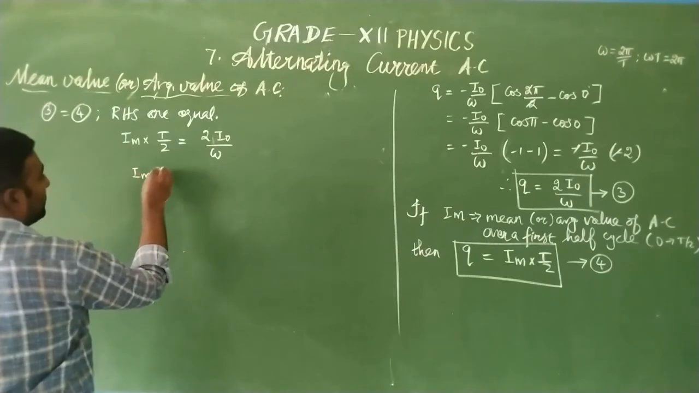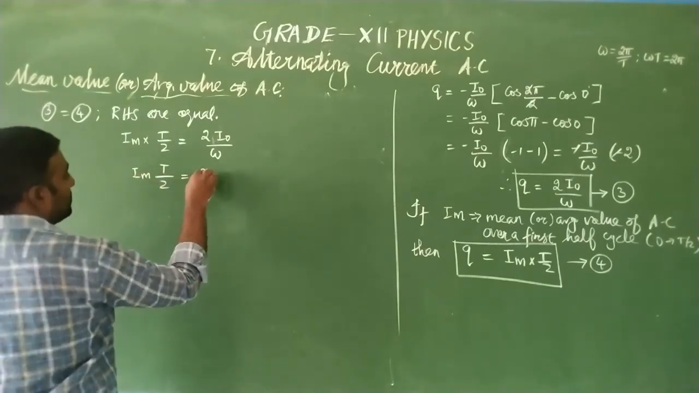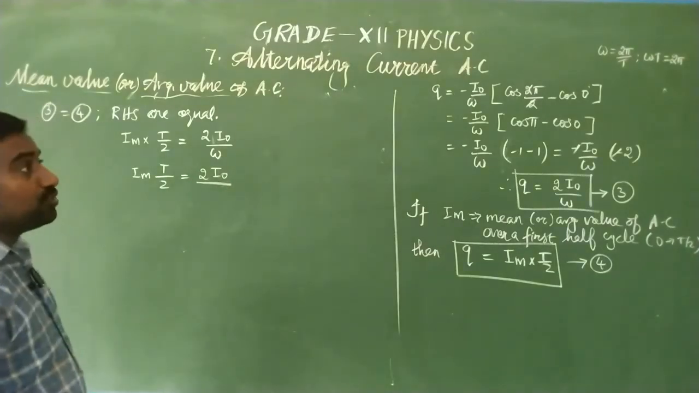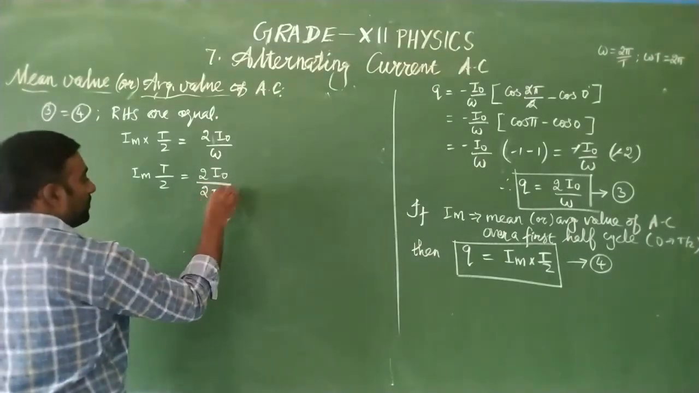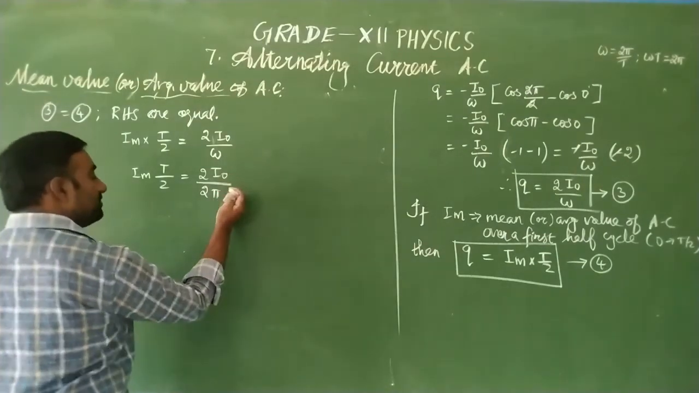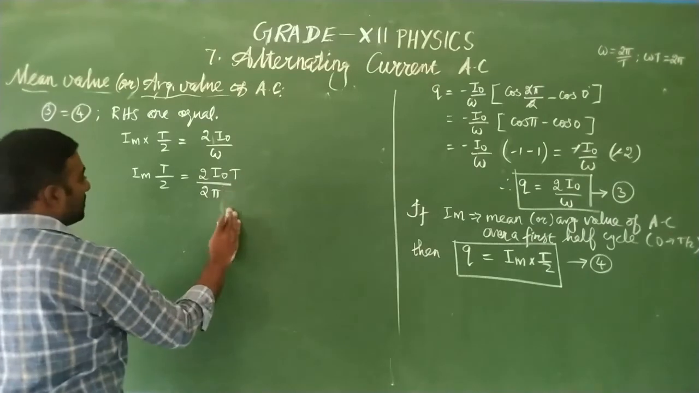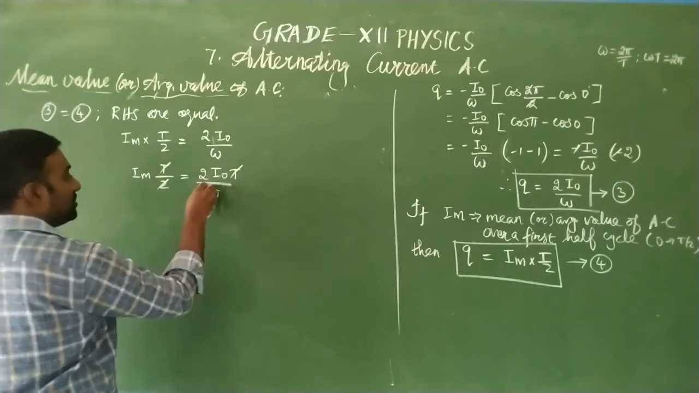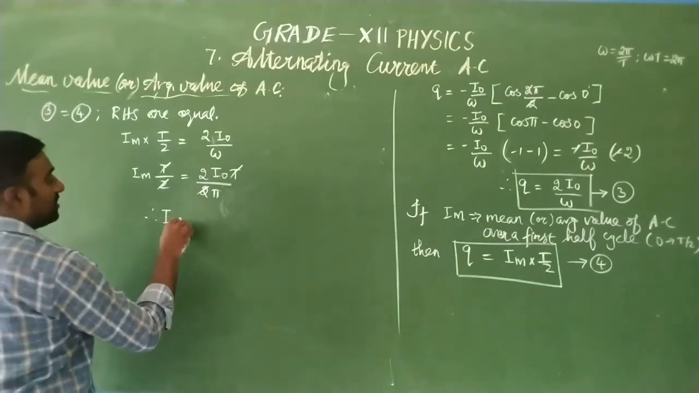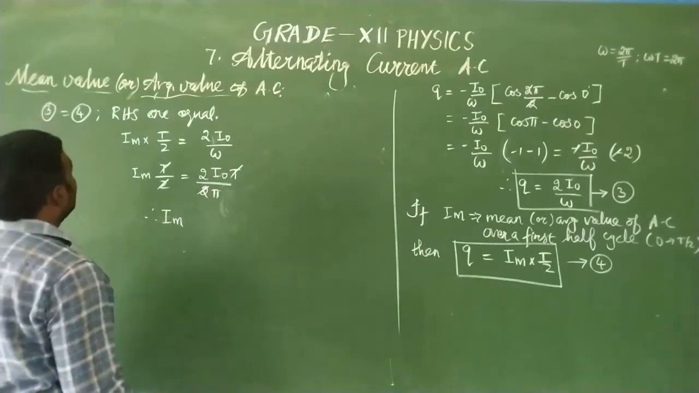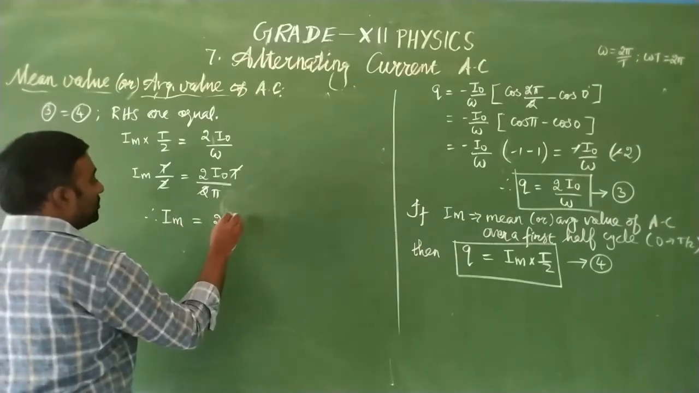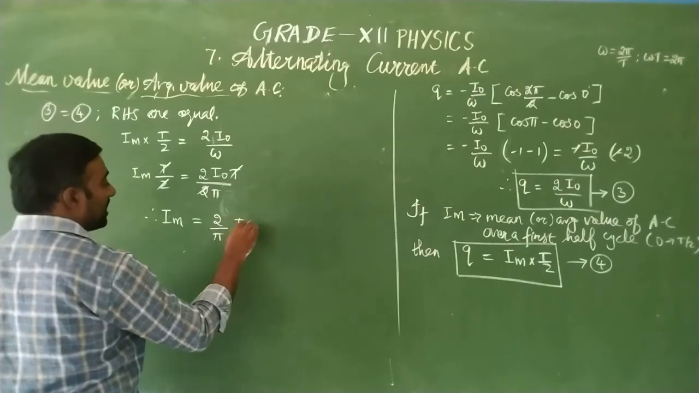So Im into T by 2 is equal to 2 into I naught into, what is the value of omega? Omega is equal to 2 pi by T. So 2 pi by T, and the denominator value will multiply here. So T and the denominator 2 cancel. Then finally we have the mean value of the average current, which is equal to 2 by pi into I naught.